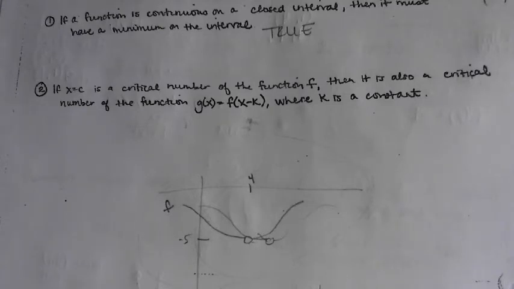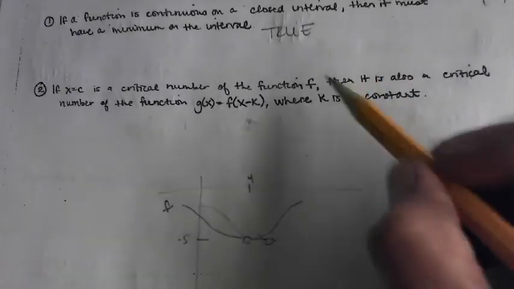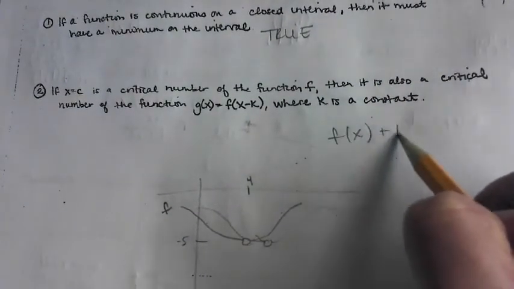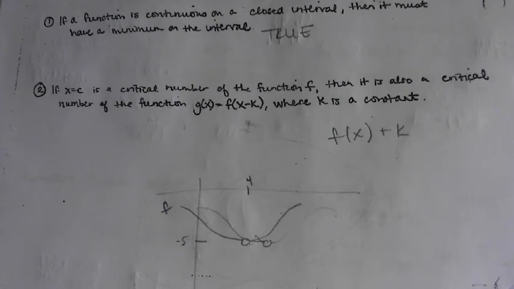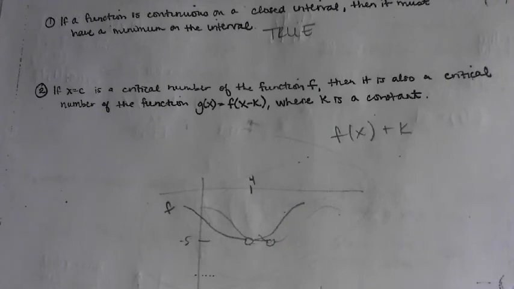If you shifted it up or down, like if this had been f of x plus k, that would have been true, right? That make sense? If you shift things up or down, if this has a critical point at 4 and you move it up or down, it's still going to have a critical point at 4.